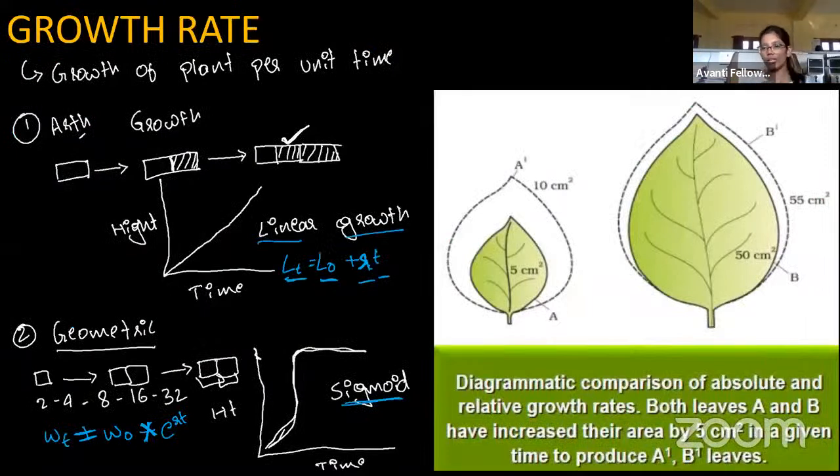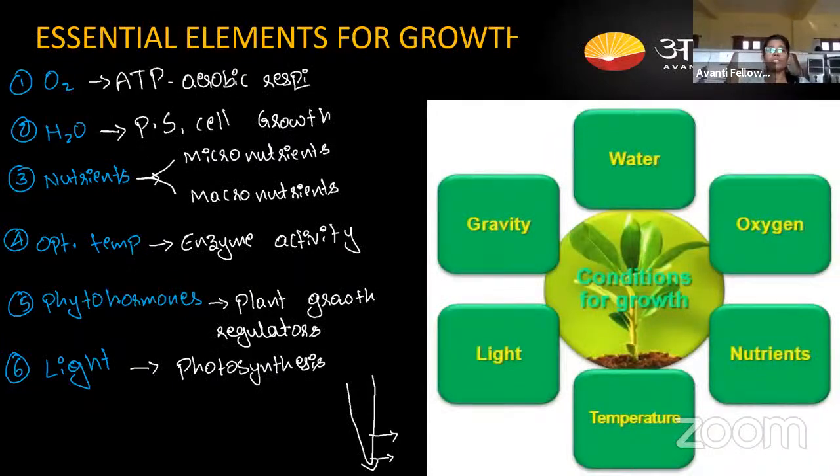One is the plant growth rate we have studied, which is of 2 types: arithmetic growth, which gives a linear growth curve, and geometric growth, which gives a sigmoid growth curve. For plant growth, there are some essential elements and conditions like oxygen, water, nutrients, optimum temperature, phytohormones, and light. Out of this, from the next class, we're going to study phytohormones in detail. Keep this in your mind. In phytohormones, we have 2 types: plant growth promoters and plant growth inhibitors.